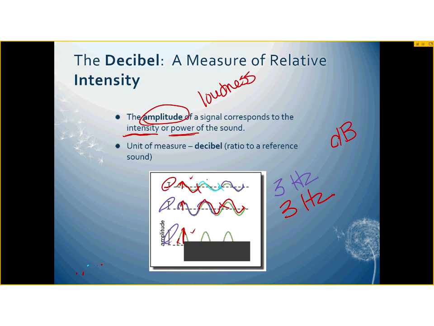So if these 3 sine waves were played for you, you may perceive one to be louder than the other, but that's not a physical measure. That's just a psychological judgment.